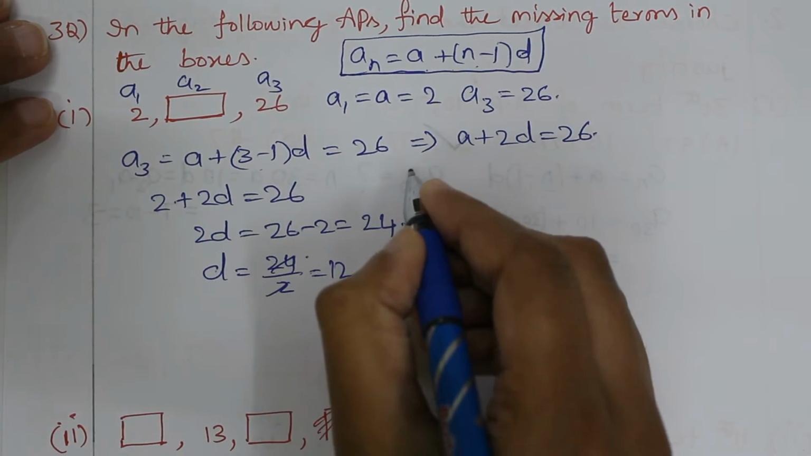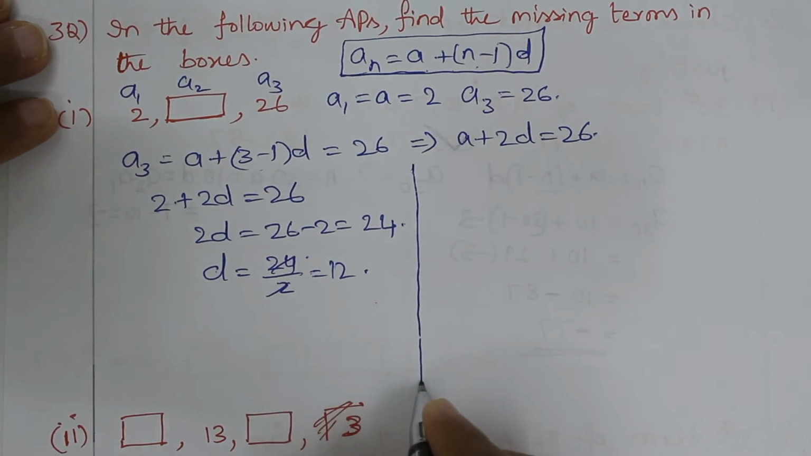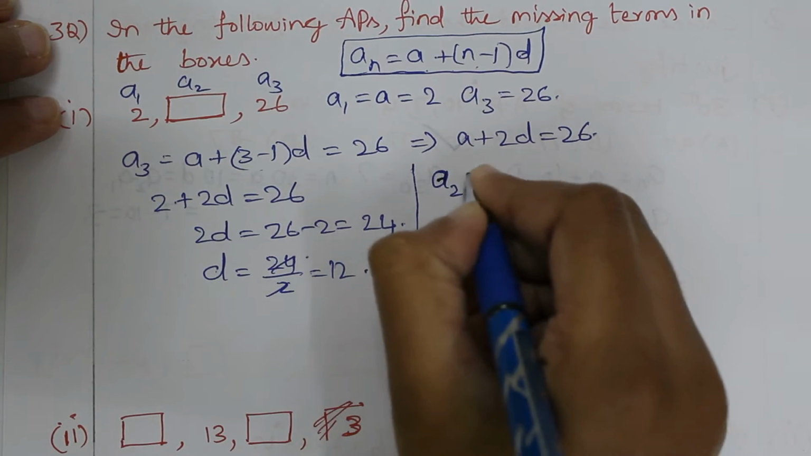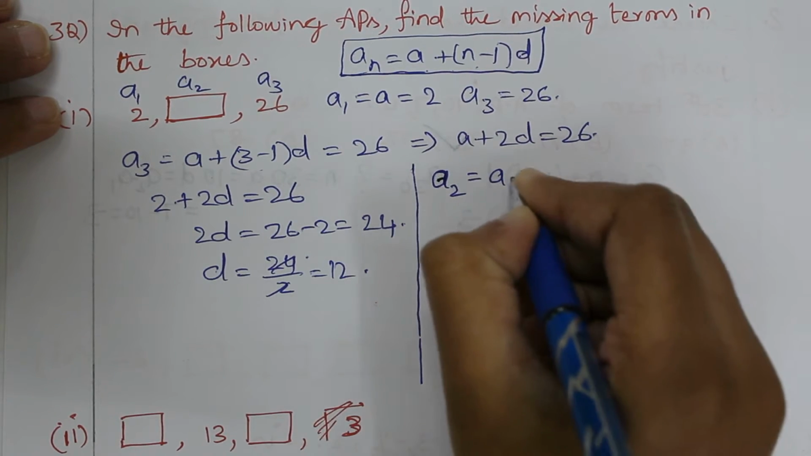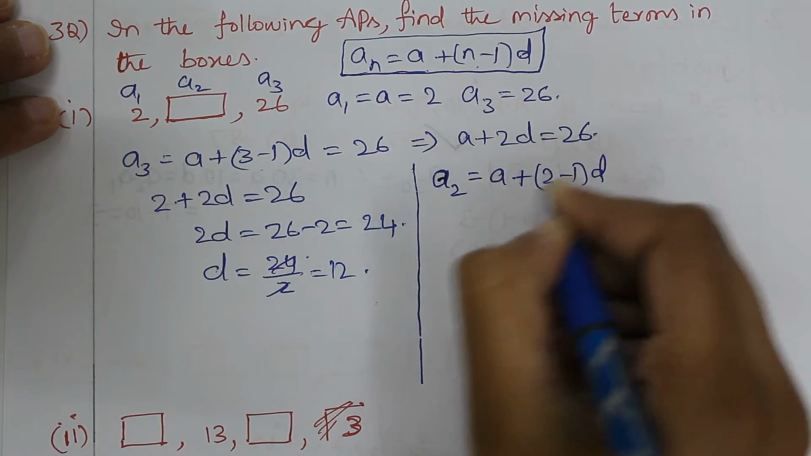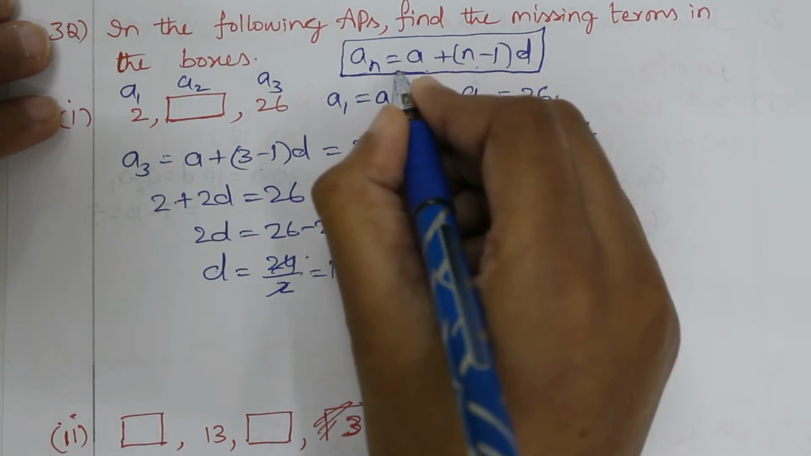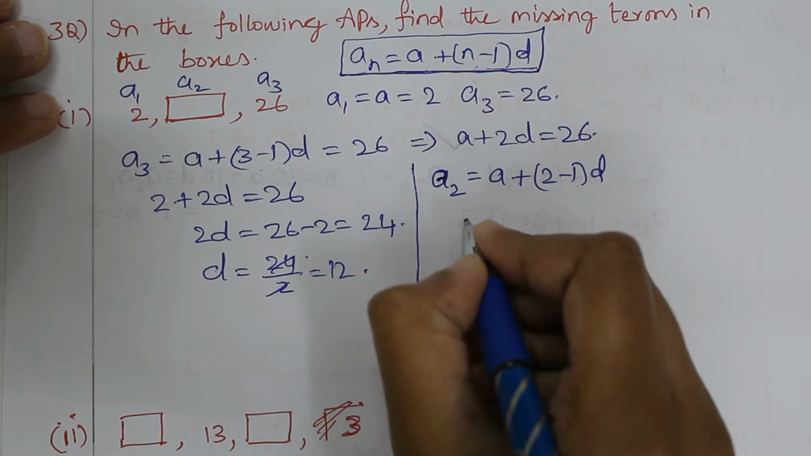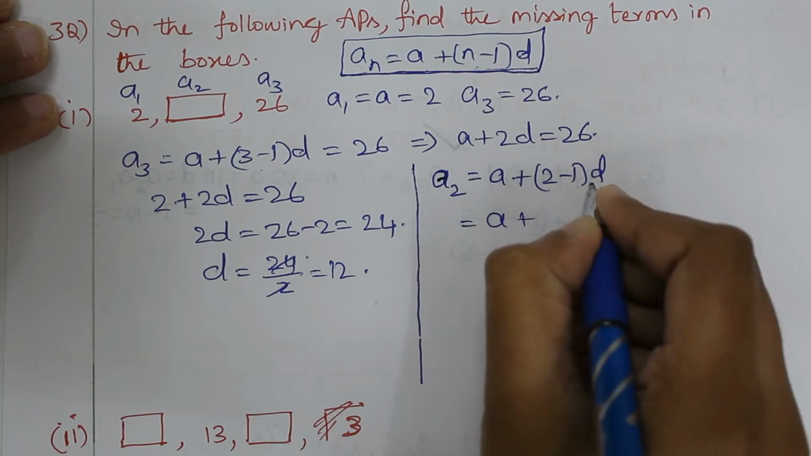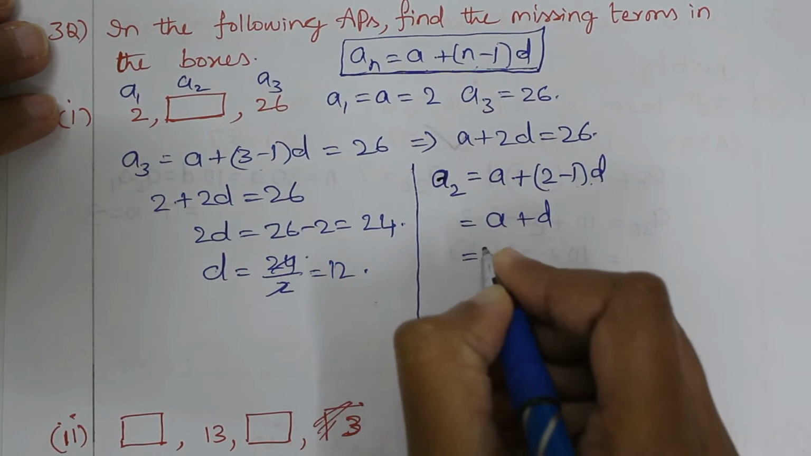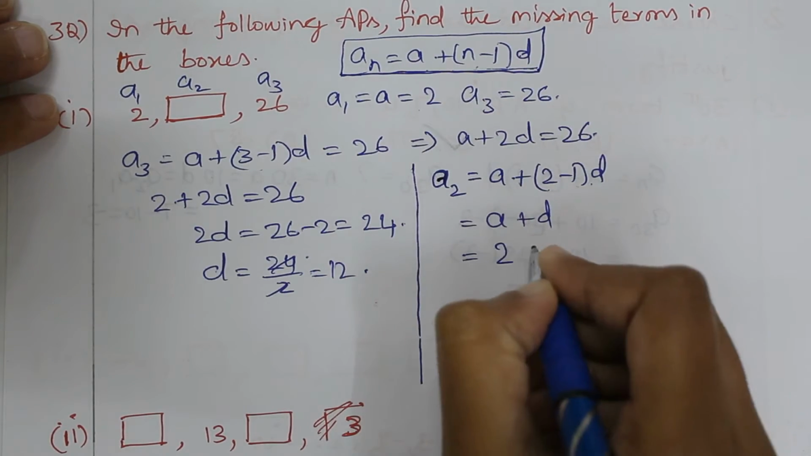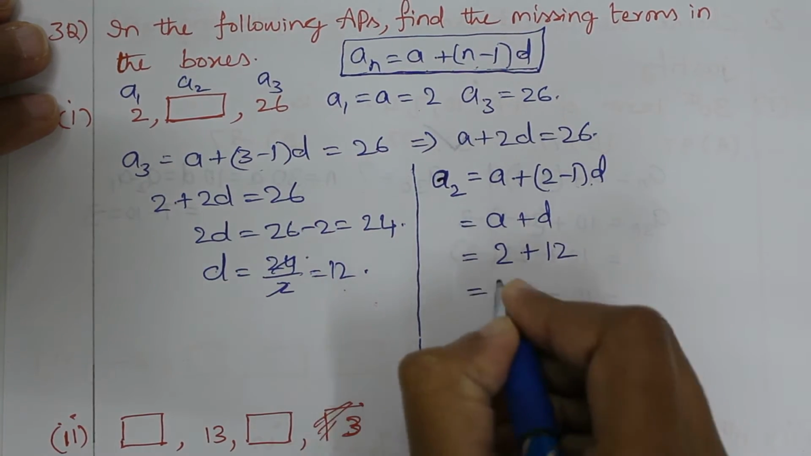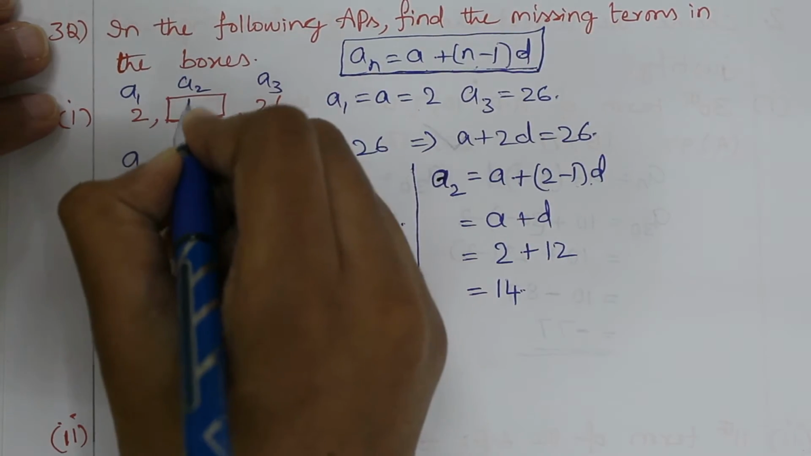Now I have to find out the second term in the arithmetic progression. So what is A2? A2 is equal to A plus (2 minus 1) into D. I am substituting the values in this equation, An is equal to A plus (n minus 1) into D. So A2 is equal to A plus D. What is the value of A? The value of A is 2, plus common difference D is 12. 12 plus 2, 14. So A2 is 14.